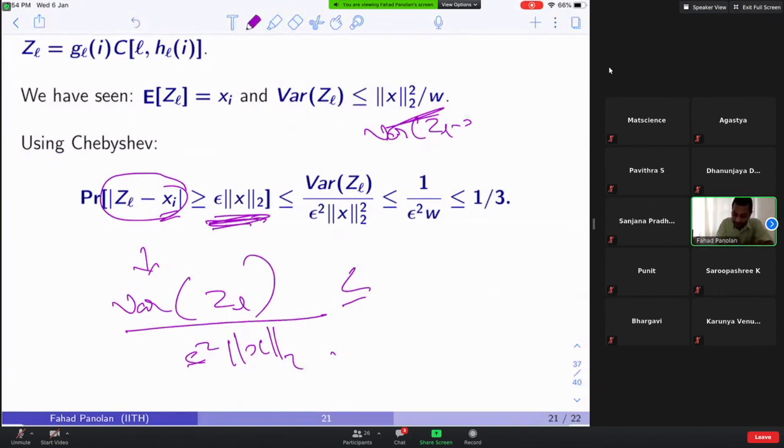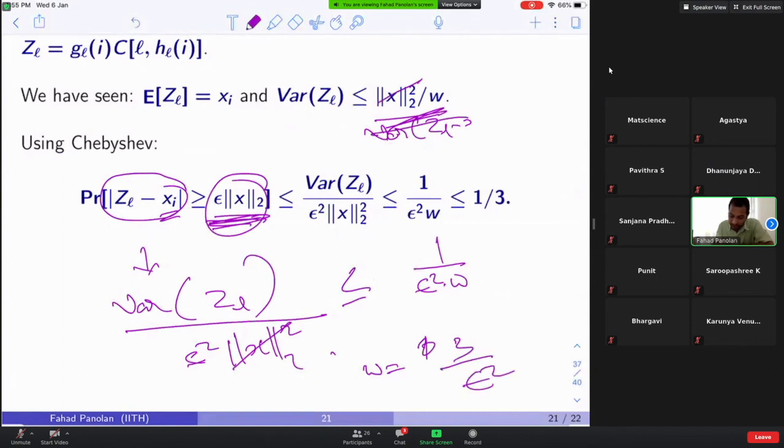Now, what is the variance of this? We have this quantity, right? You substitute that. Also, this is the square of this quantity. So what you will get is 1 by epsilon square times W, because this gets cancelled. And this is the reason we set W to be some constant over epsilon square. So you set W to be 3 by epsilon square, then you will get this to be at most 1 by 3. Is that clear?